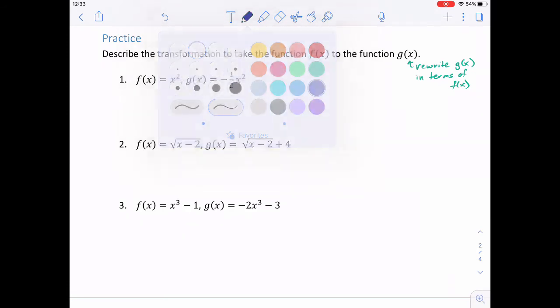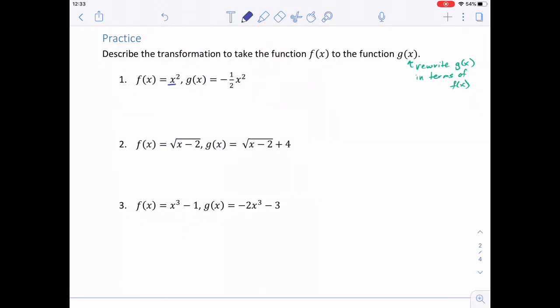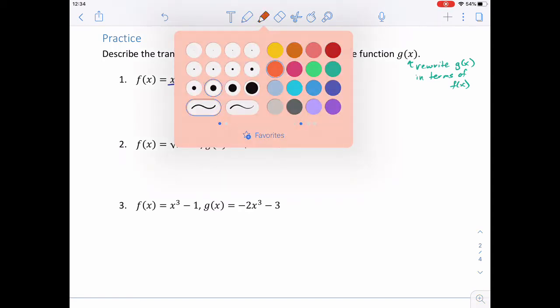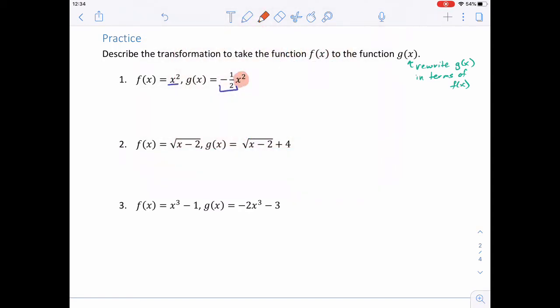All right, so let's look at these problems. So if f of x is x squared, then we need to identify what is in g of x that's not in f of x. And so that's this coefficient. And that's the only thing. So this whole block is just f of x. So that means that g of x is equal to -1/2 f of x.